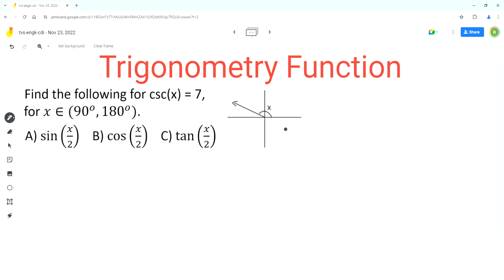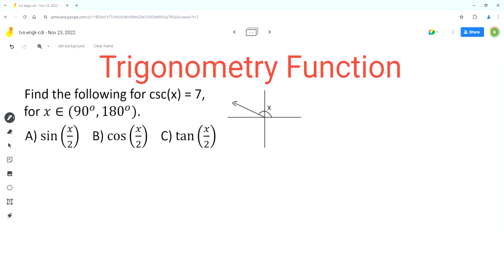And we know as per the CAST rule, the ASTC rule or all sad turtles cry rule, in quadrant 1, sine, cos and tan ratios are positive. So we should get a positive answer for sine x over 2, cos x over 2 and tan x over 2. Now we are given that cosecant x is equal to 7.